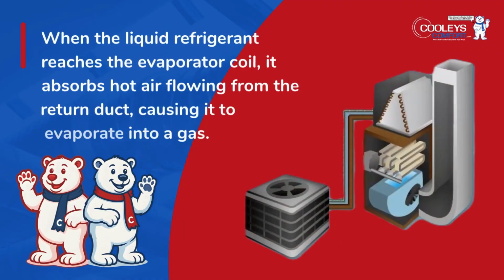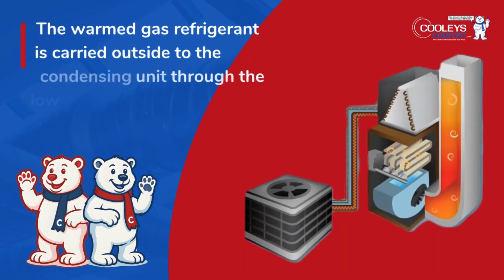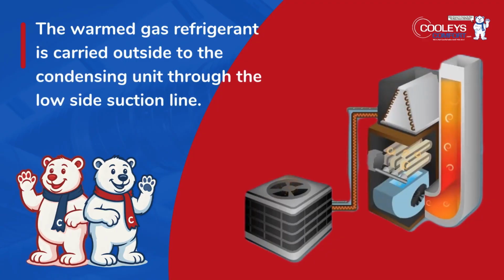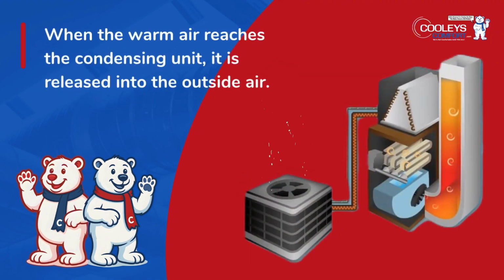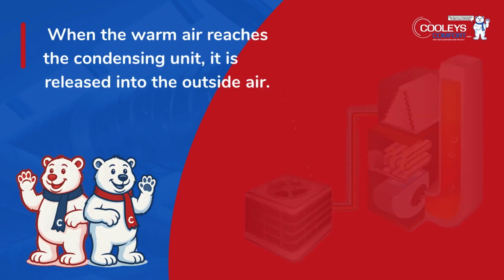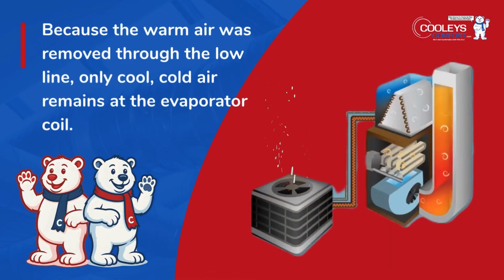When the liquid refrigerant reaches the evaporator coil, it absorbs hot air flowing from the return duct, causing it to evaporate into a gas. The warmed gas refrigerant is carried outside to the condensing unit through the low side suction line. When it reaches the condensing unit, the heat is released into the outside air. Because the warm air was removed through the low line, only cool, cold air remains at the evaporator coil.